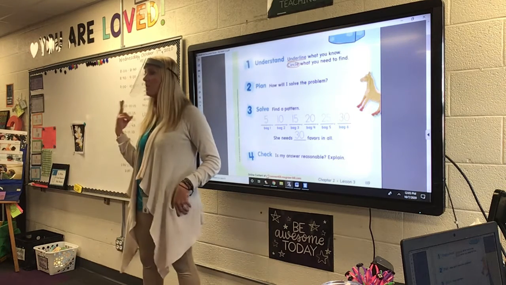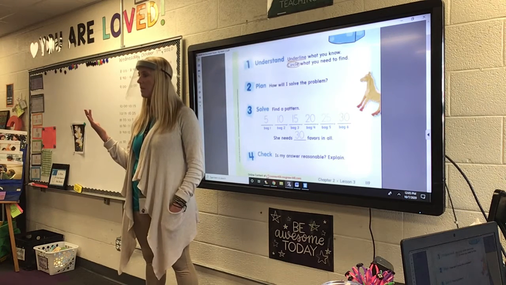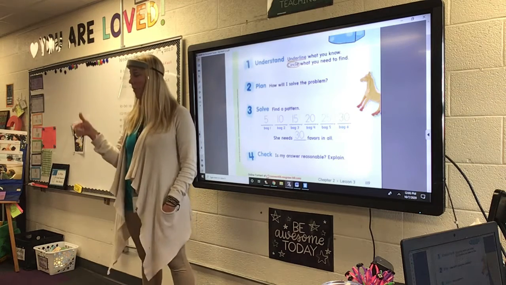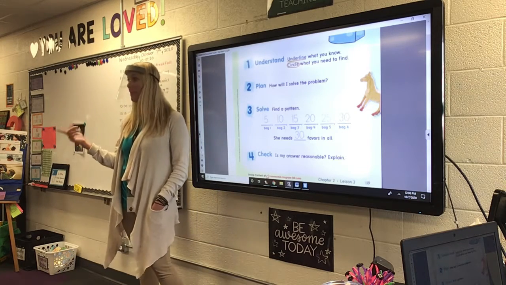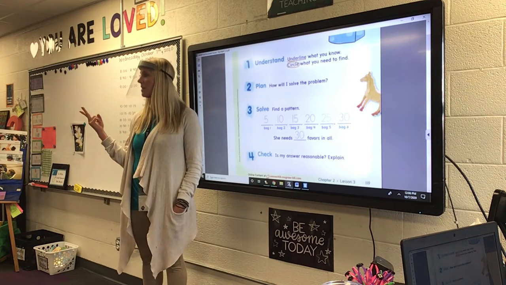How could we solve this problem? There's lots of different ways. What could we do? Ingrid, we could count by 5s. We could skip count and count by 5s. Definitely, that's one way. What's another way we could do it? Addie?